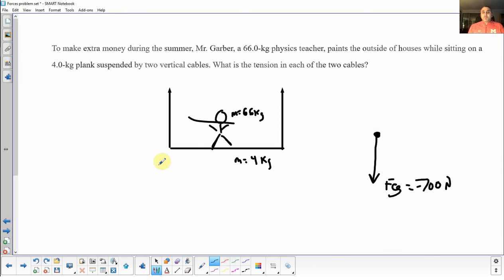But there are two strings, 2 cables, and they're both vertical. So if there's 2 cables, each of them can carry a load of exactly how many newtons? And I hope you guys in your infinite wisdom are intelligent enough to tell me that each of those must have a tension force of 350 newtons. So 350 from that side, FT, 350 from that side. So each of these is 350 to counteract the 700 newtons going down.